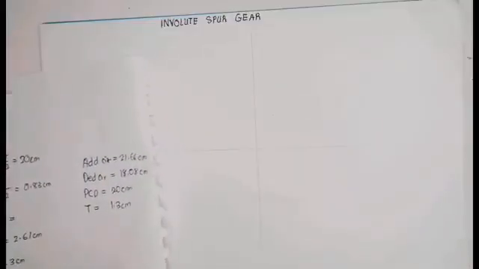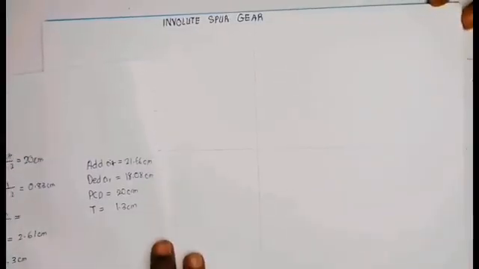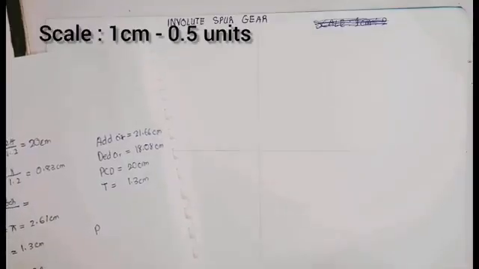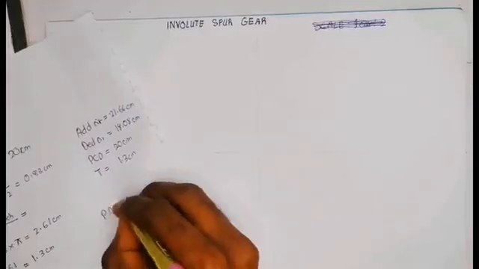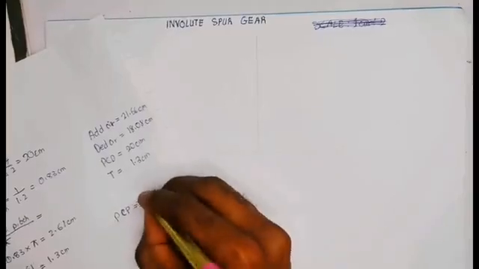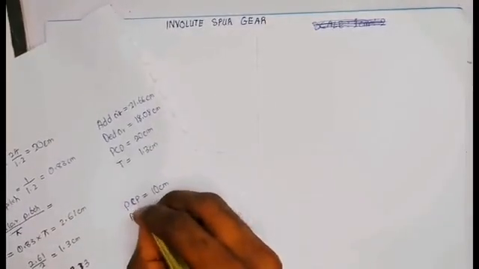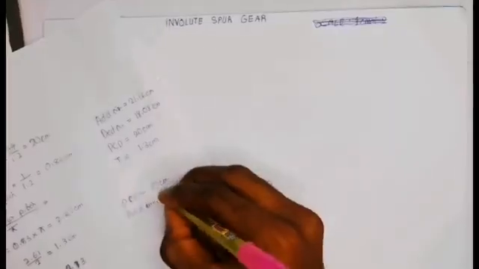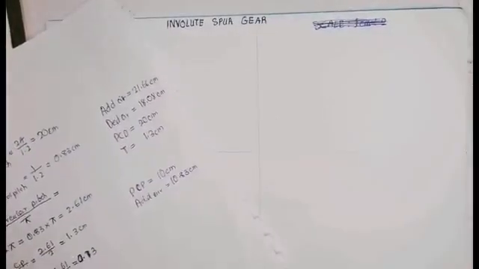Given our parameters as we calculated earlier, we are going to be scaling the drawing so as it can enter this book. We are going to be taking a scale to reduce all these parameters. Our scale will be 1 centimeter to 0.5 units. So we are going to be reducing it by 2. So our new PCD will be 20 times 0.5, which is 10 centimeter. Our new addendum circle will be 21.66, 10.83 centimeter.